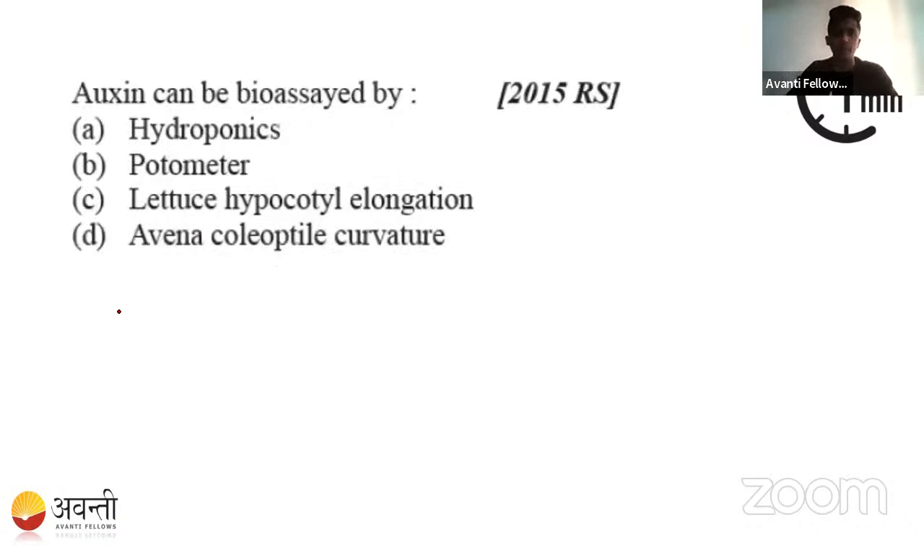It's very important. Okay. Next question you have is, auxin can be bioassayed by hydroponics, photometer, lettuce hypocotyl elongation, or Avena coleoptile curvature. Okay, so we have four options. I will relaunch the poll for you. You can answer this question. Take a minute and answer this question.